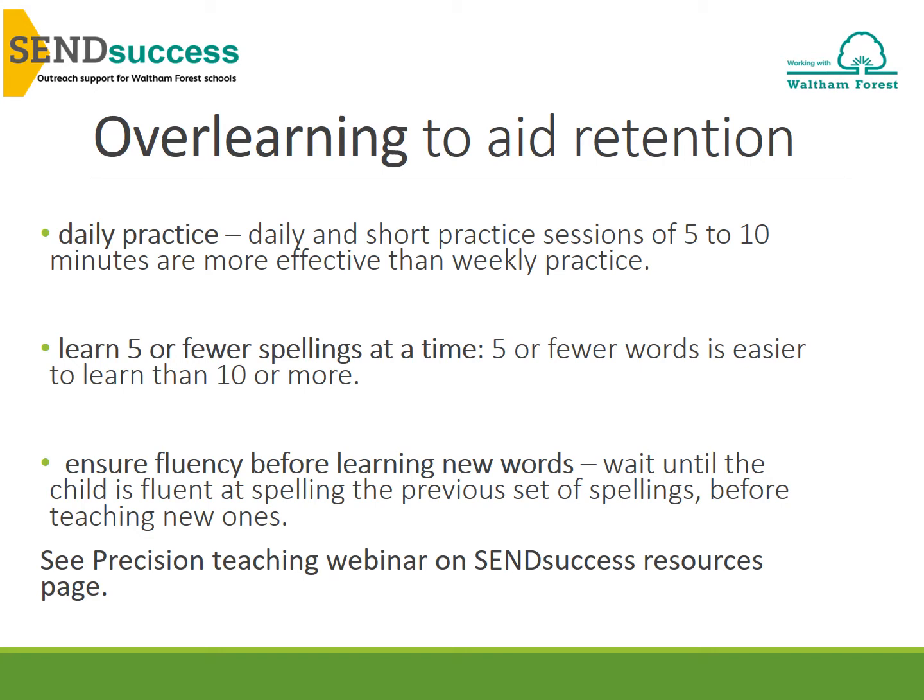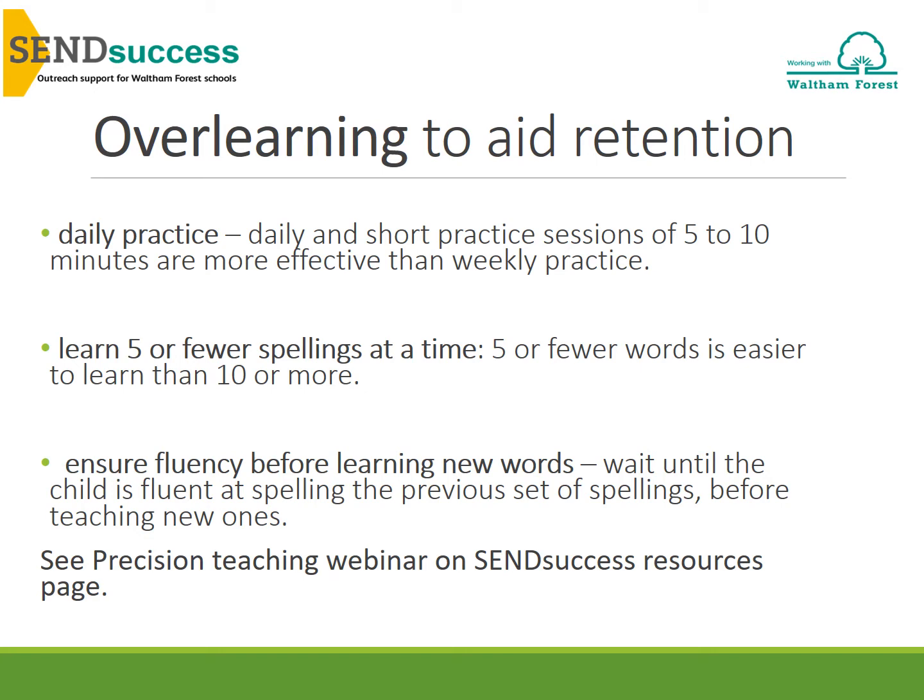But the principles that we've got here apply not just to intervention, but also to learning how to spell in the classroom. So daily practice is essential. And if you apply that to intervention, it's much more effective for a child to have 5 to 10 minutes of daily practice of new spellings to learn than half an hour weekly practice. Even fewer than 5 minutes on a regular basis in the classroom will be much more advantageous in the long term than an hour a week.